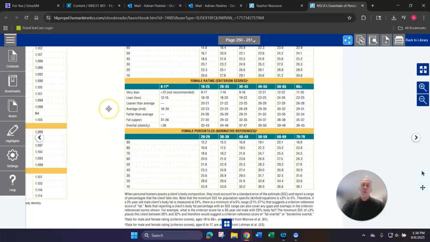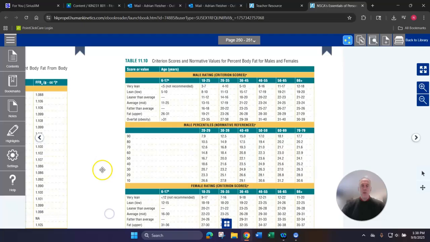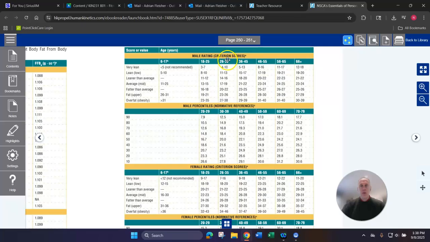So when we do our labs in class and you do the virtual labs, realize you're going to be referencing back to this area, but focusing on table 11.10. This is really what you're going to focus on more than anything else. And really, you're going to focus on either the criterion scores for men or the criterion scores for women as you evaluate your classmates for our laboratory assignment.